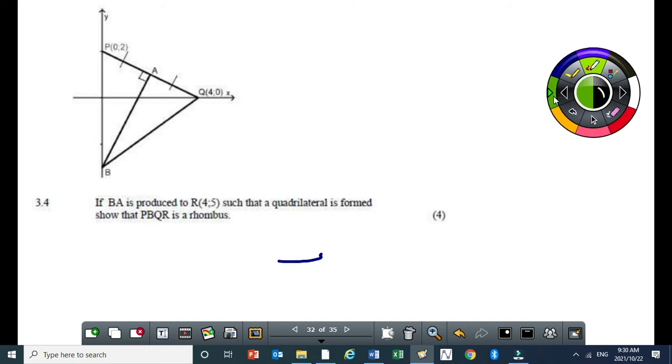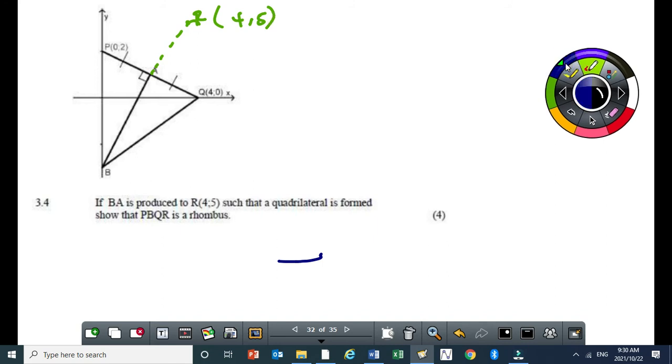So point R can be somewhere by extension, maybe. Okay, I can put it somewhere. That's not perfect, right? It's not perfect. Stop stressing about the perfection of it. So this will be 4, 5. So that's how it looks.